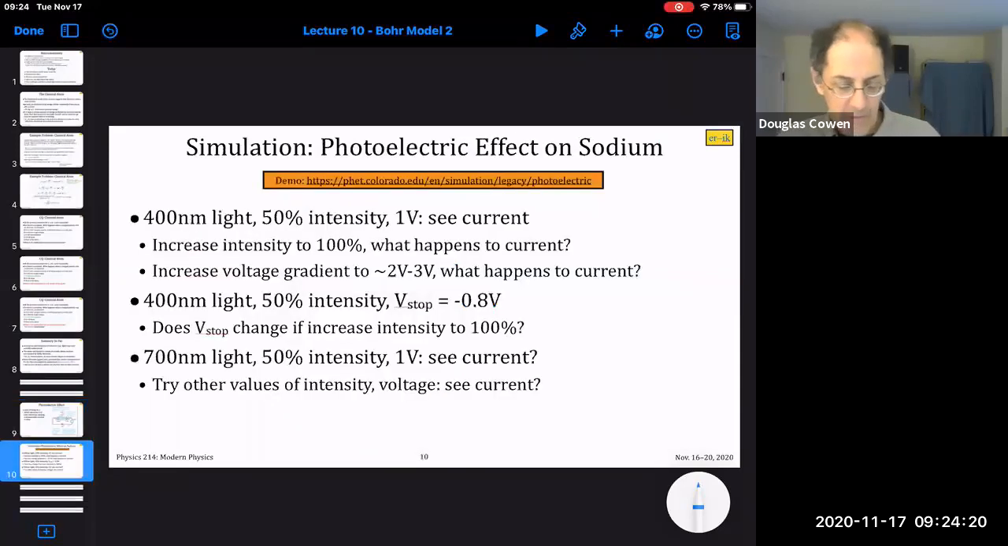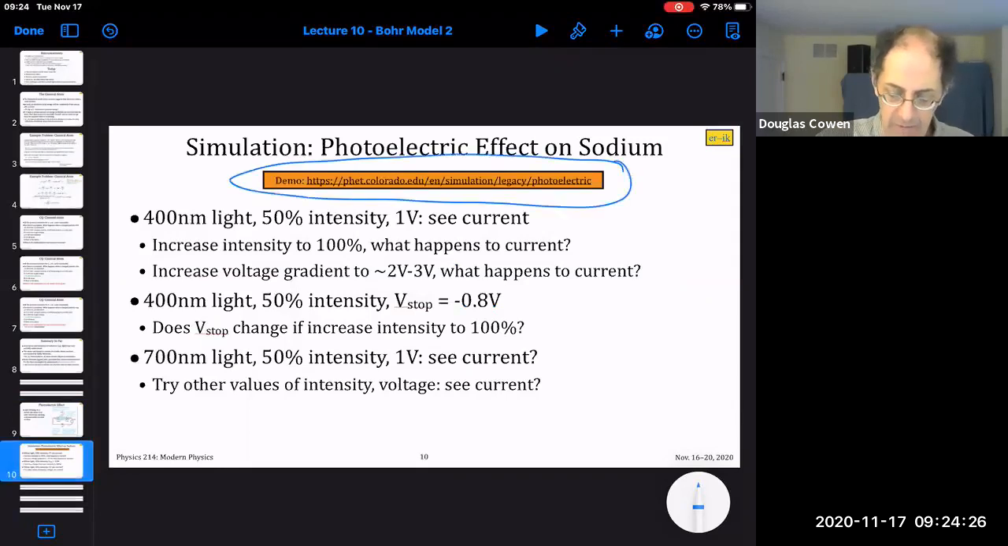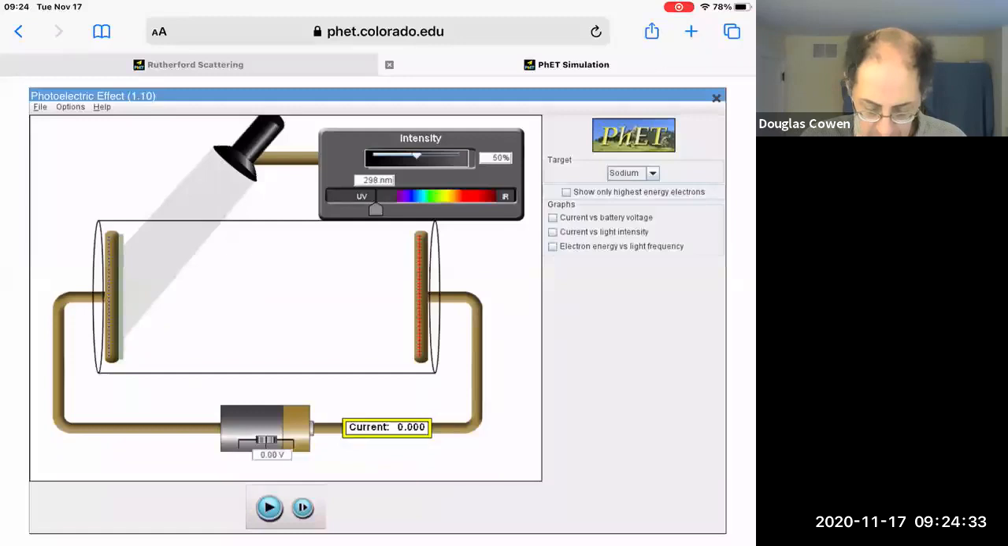So let's explore this in a little more detail with the following demonstration, and you can download this simulation and play with it yourself after class if you like. So here's what it looks like. It's the same exact setup that I just showed you a minute ago, where we have a light source, and we can adjust the intensity of the light source and its wavelength. Remember that UV wavelengths are very short. The light has high frequency and is energetic. On the other side of the spectrum, in the red or the infrared, the wavelengths are really long, the frequencies are lower, and the energies are lower.